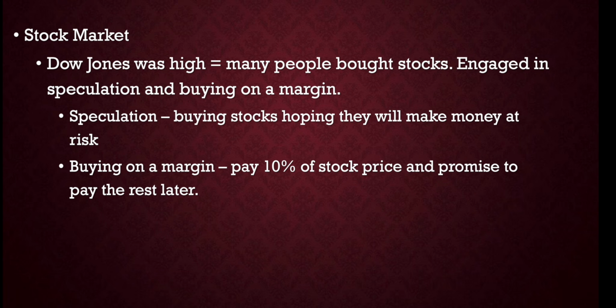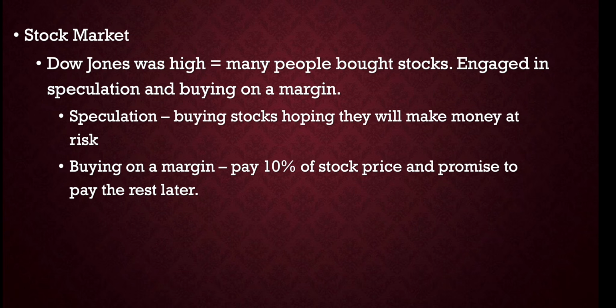And then buying on margin. Buying on margin is pretty much buying stocks on credit. You pay 10% of the stock price now and you promise to pay the other 90% later. This would be phenomenal if, let's say, you buy a $10 stock for $1 now, and then you have to pay that stock off in 5 years. And 5 years down the road, that stock is now worth $100, but you only owe $9 on it because when you bought it, that stock was $10.